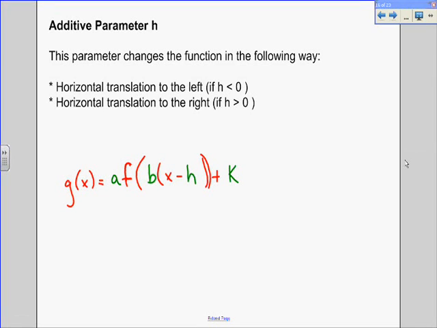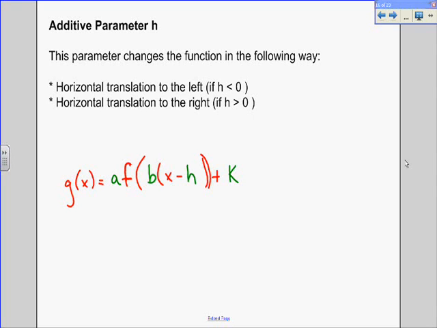So let's take a peek at our next parameter, parameter h. And I've transferred again our original transformation here with all the parameters highlighted in green. So what happens when we change our parameter h? Well, it's an additive parameter, so it's added or subtracted from our function.